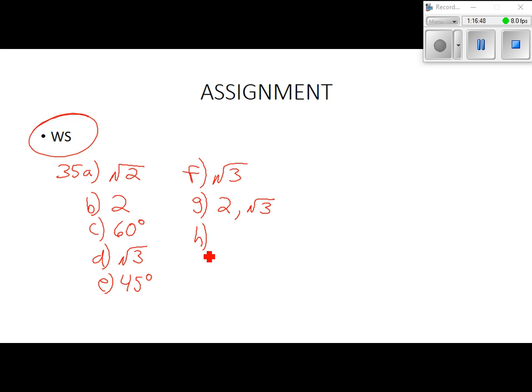Letter H, to find the length of the side of a square, divide the length of the diagonal by what? Square root of 2. Remember, if it's a square and I tell you that this diagonal is 7 times the square root of 2, how long is each one of these sides? They're just each 7. 36.